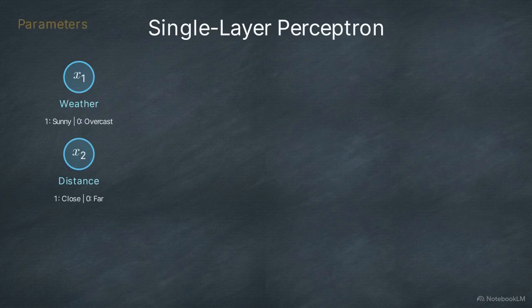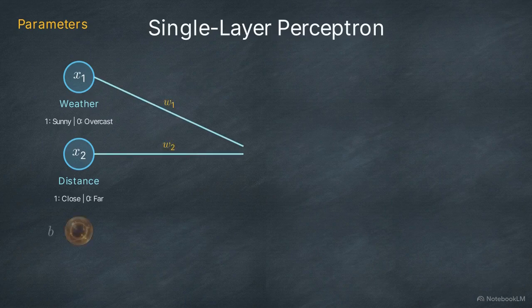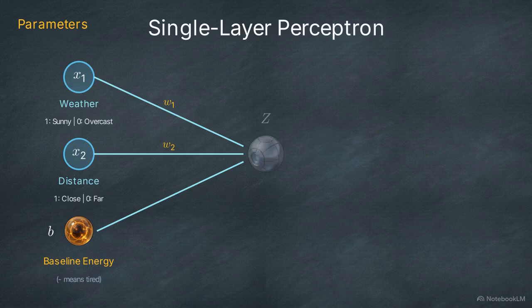Next, we assign our parameters. The weights, W1 and W2, dictate the importance of each input. We also add a bias, labeled B. The bias represents a baseline physical energy level, where a negative value indicates being tired and requiring a stronger reason to leave the house. These all flow into a central sum, labeled Z.